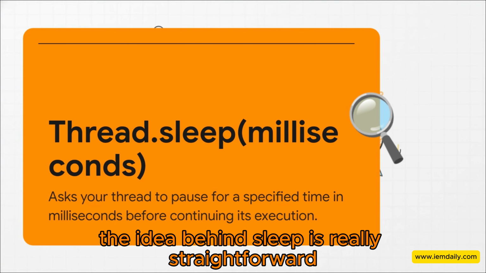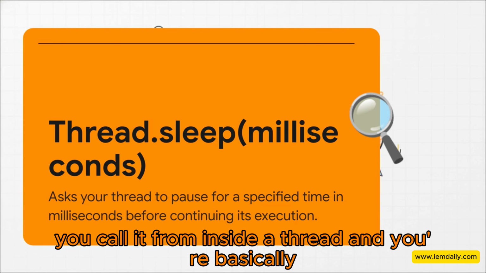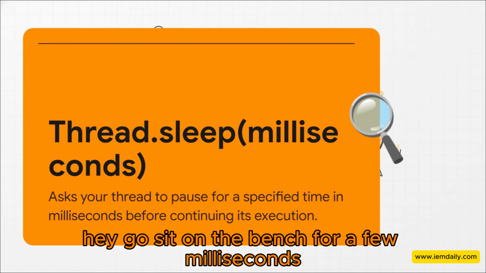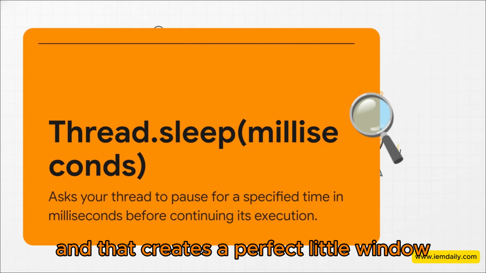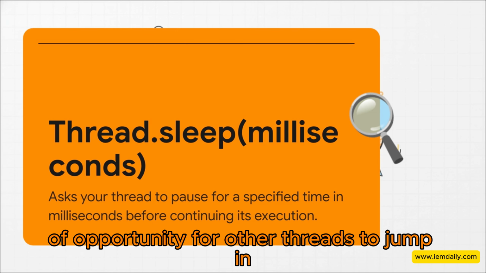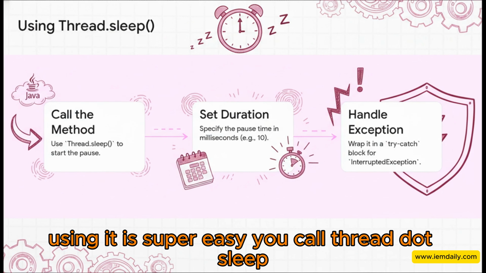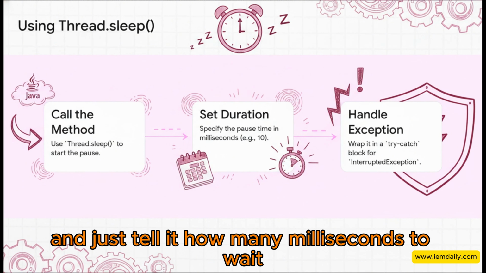The idea behind sleep is really straightforward. You call it from inside a thread, and you're basically telling it, hey, go sit on the bench for a few milliseconds. This pulls it out of the competition for CPU time, and that creates a perfect little window of opportunity for other threads to jump in and get some work done. Using it is super easy. You call Thread.sleep and just tell it how many milliseconds to wait.